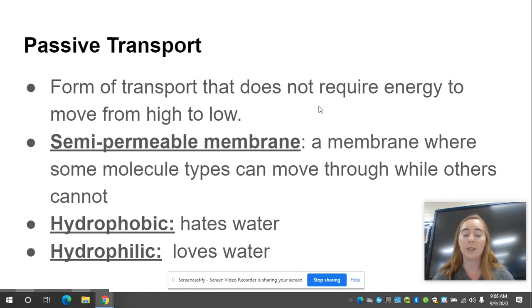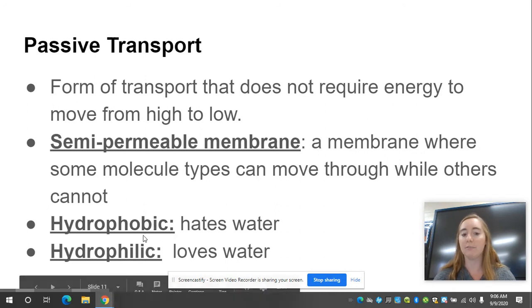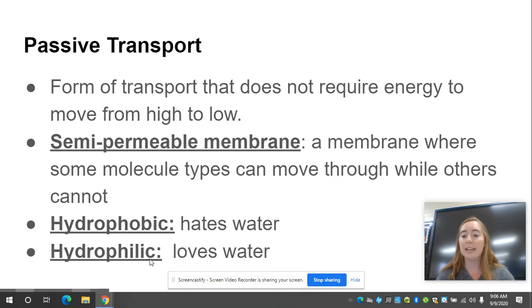So, high to low. We have this thing called a semi-permeable membrane, and this is a membrane where some molecule types can move through while others cannot. If a molecule is too big, it is not going through that semi-permeable membrane. It needs to be things that can actually move through it. There are two different types of things we'll look at. Things that are hydrophobic, which means they hate water. Phobia is a fear of, so it fears or hates the water. And there will be things that are hydrophilic. They love water. They want to be near water.